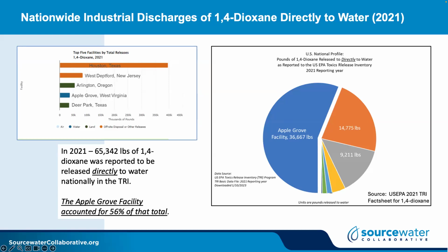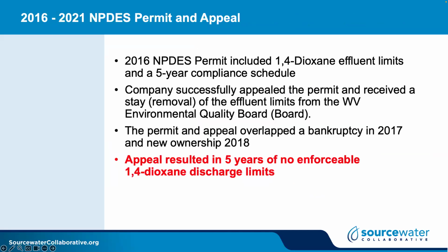And if you dig in a little bit deeper, you find that of the facilities discharging directly to water, so not going to a POTW or any other interim facility, but discharging directly to a surface water body, it represented about 56% of the total quantity. At 36,000 pounds, that's roughly 100 pounds per day coming from this facility. So we got involved with the NPDES permit for this facility, and we found out that, in fact, the West Virginia DEP was trying to regulate that facility.